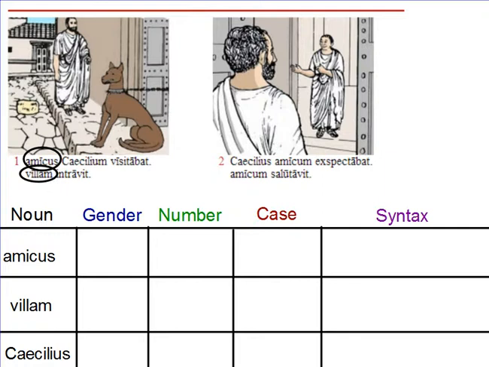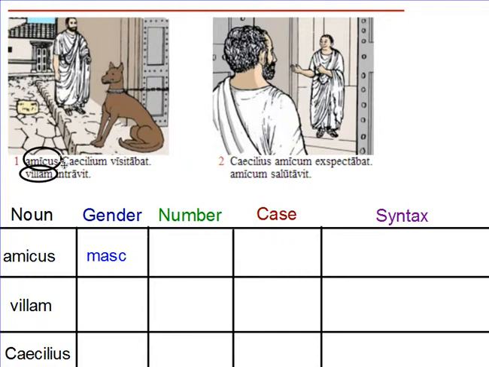Now remember, when we're parsing nouns, we're looking for gender, masculine, feminine, or neuter; number, singular or plural; case, nominative, accusative, ablative; and the syntax. Why is the word in that case? When I look at our first word, amicus, I notice right away the us ending. That indicates to me second declension and a masculine word. So amicus is masculine.